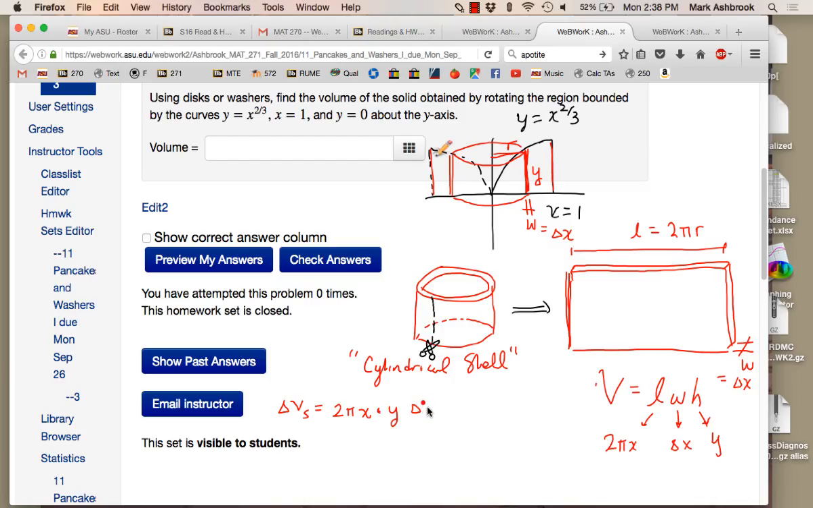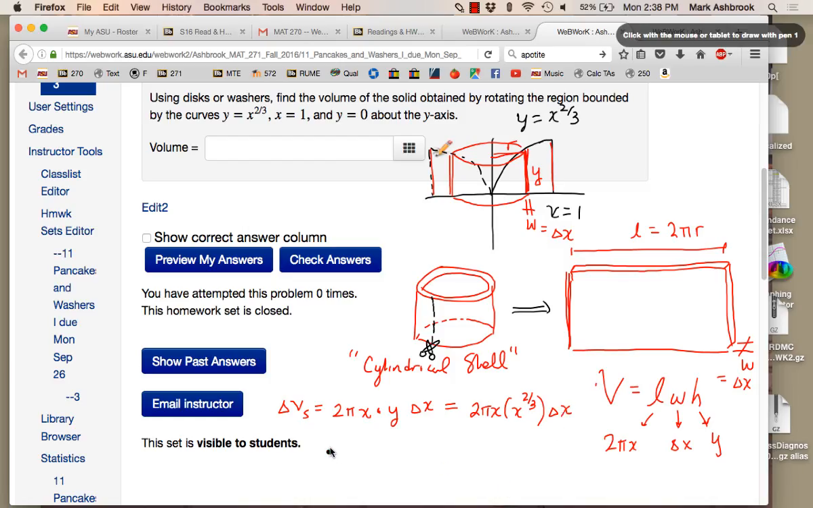delta x. So which one do we need to change? Do we need to change the x in terms of y or the y in terms of x? Y in terms of x. So what is, that's that height. This y in terms of x is? That's just our function, x to the 2/3. So we got 2 pi x, x to the 2/3, delta x.